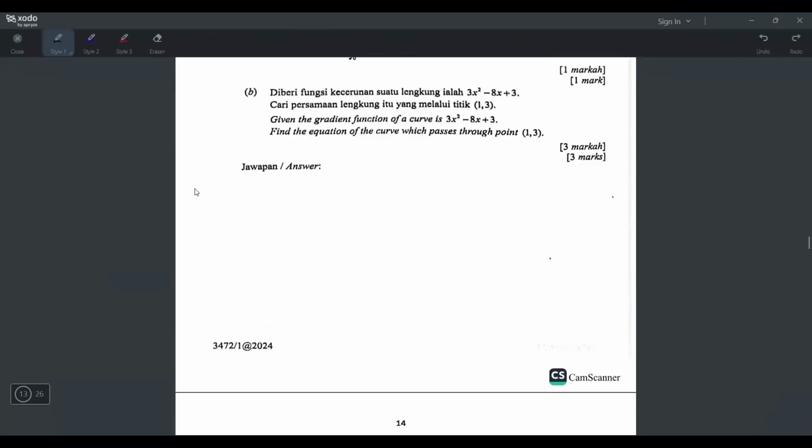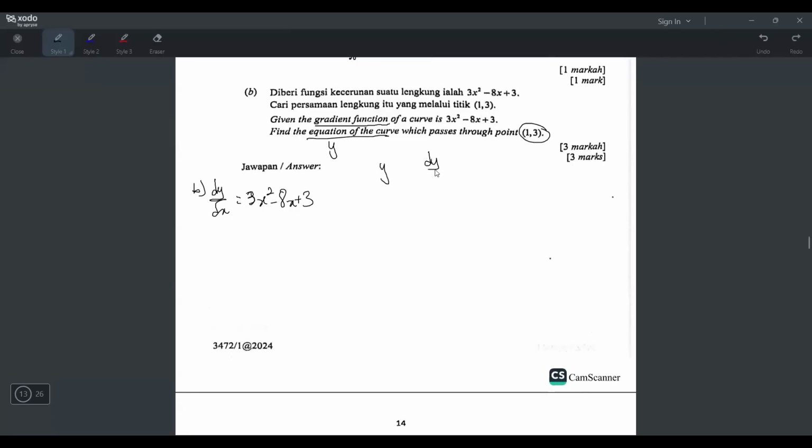Okay, let's do B. This says given the gradient function of curve is 3x squared minus 8x plus 3. Gradient function is GF. Sometimes they will say gradient curve, but it's the same meaning. Gradient function means dy dx. So kena tahu, if I say gradient function, it means dy dx equals 3x squared minus 8x plus 3. That's what it means by gradient function. Find the equation of curve which passes through point 1, 3. So find equation of curve means find y.